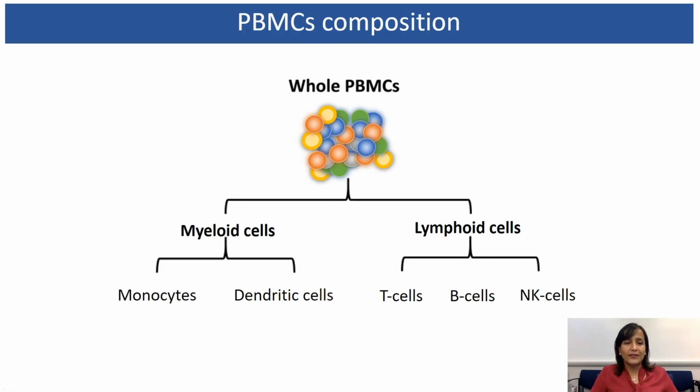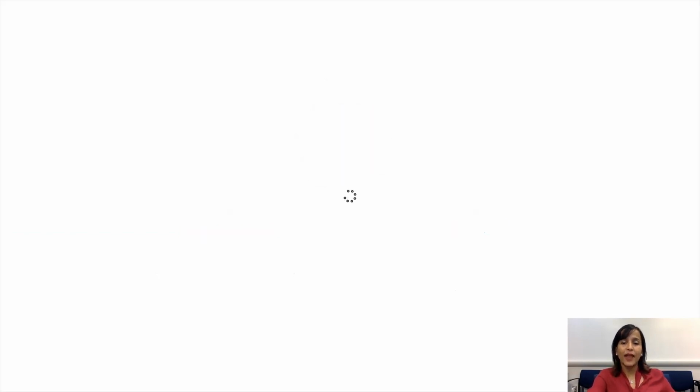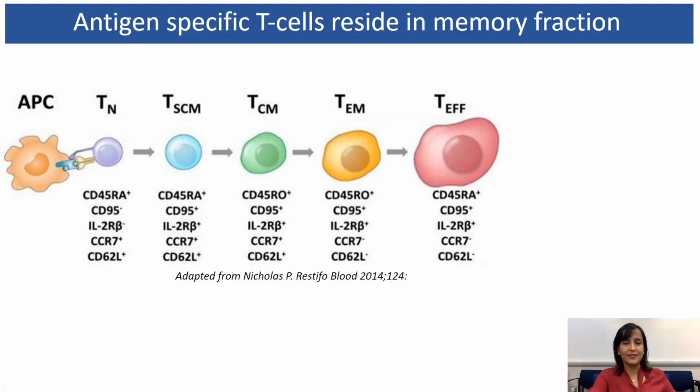So we know that the PBMC is composed of myeloid cells and lymphoid cells. And what we are really interested in is expanding these T cells residing in the lymphoid compartment to generate our EBV-specific T cells. And further looking into the T cells, we know that T cells can be characterized and divided by various surface marker expression. And one of the most commonly associated markers is CD45.